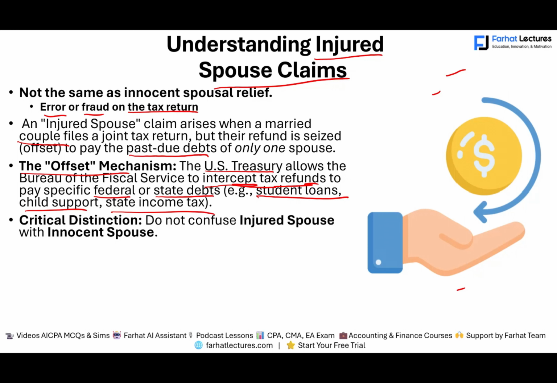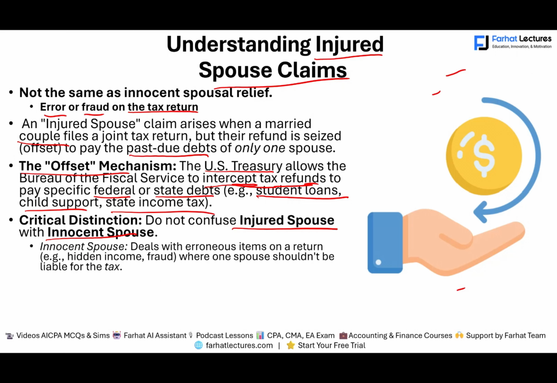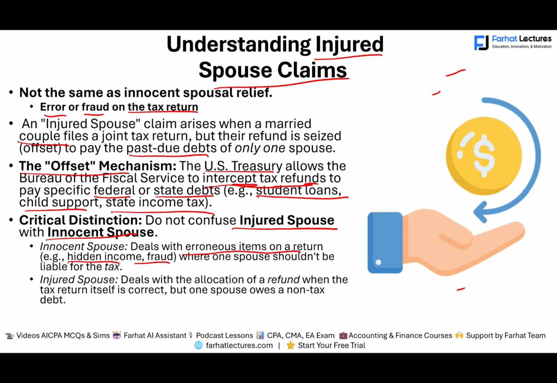So do not confuse the innocent spouse with the injured spouse. They are two different things. Remember, the innocent spouse is when we are dealing with an error on the return, hidden income, or fraud, where one spouse should not be liable for the tax. That's totally separate. The injured spouse deals with the allocation of the refund when the tax return itself is correct. So we're dealing with a correct tax return, but one spouse owes a non-tax debt, and because of that, the government has taken the refund. So we will focus today on the injured spouse. Let's go ahead and get started.